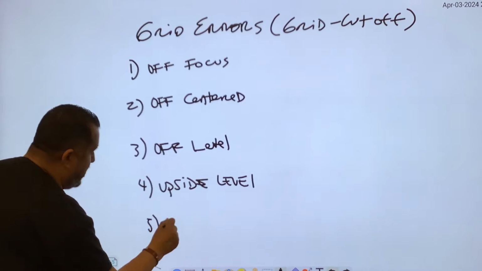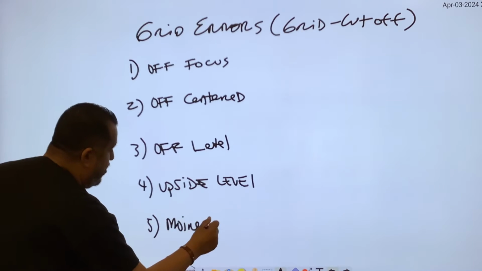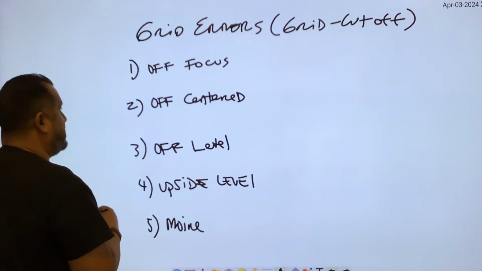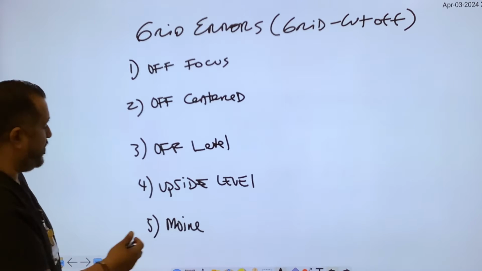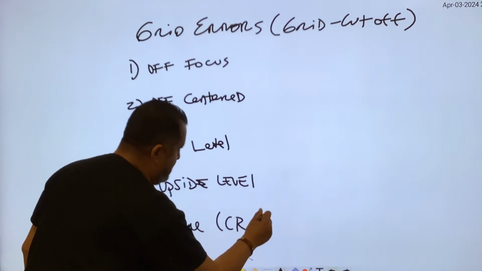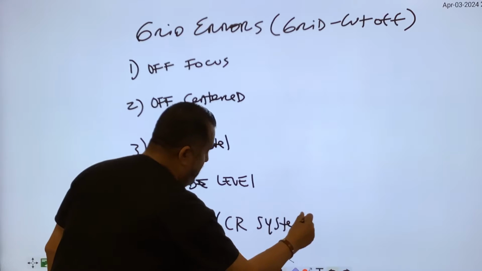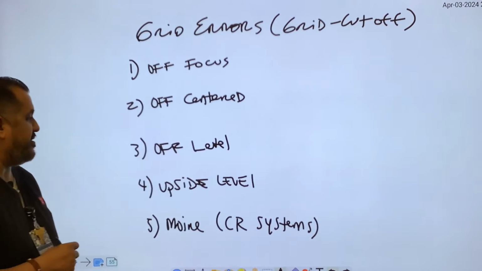And then we'll also talk about the Moire grid error, or the Moire effect. Here, I'm going to put right next to this, CR systems. That's usually what it happens with when it comes to grid error.